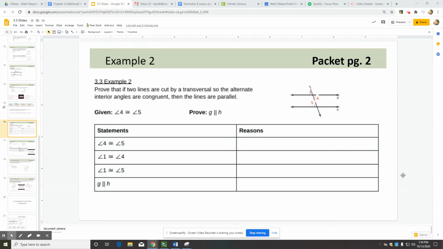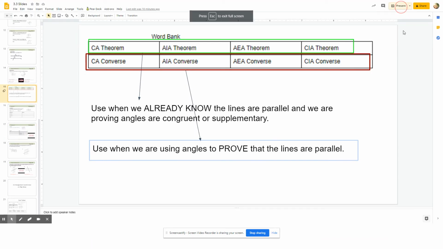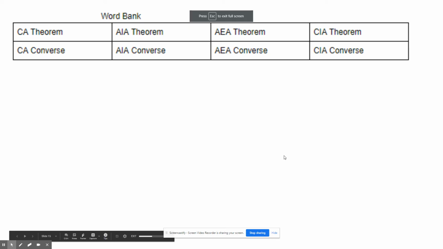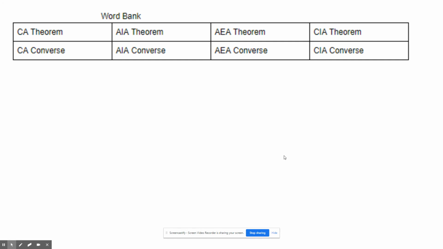We're going to work through example 2 and 3 for lesson 3.3 in the additional examples packet in this video. Now, before we start on example 2, something to keep in mind. We have a list of all these theorems now that we know for our special angle pairs. And so we've got our corresponding angles theorem, our alternate interior angles theorem, and so on.